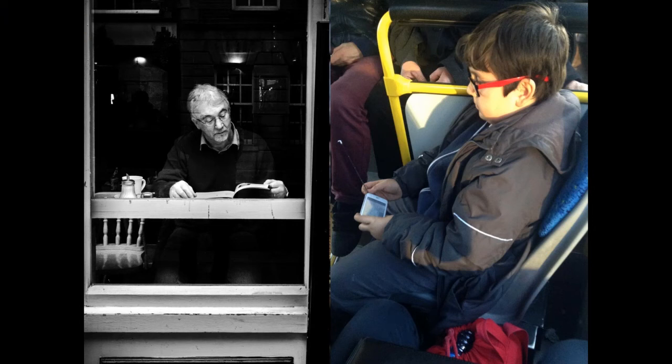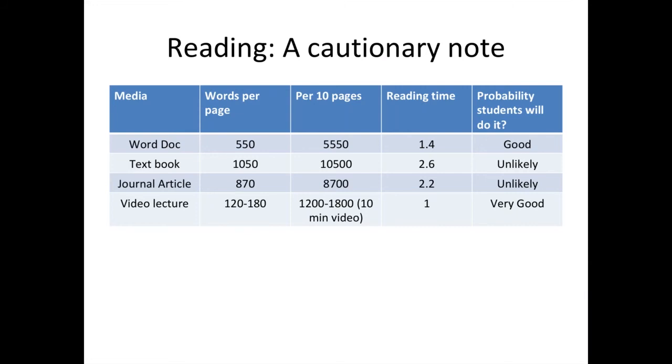Students need time, and we need to respect their time when it comes to reading. A Word document has about 550 words per page, compared to 1,050 for a textbook like Rosen's, or 870 for a journal article. And you can see scrolling across how long it's going to take the learners to actually engage in those content choices. The shorter, the more likely it is that they are going to engage and complete the work.